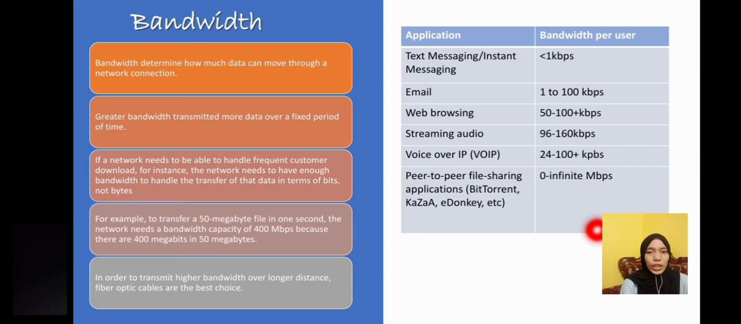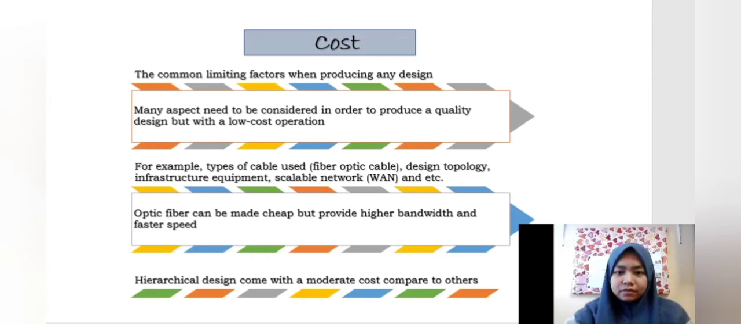In order to transmit higher bandwidth over longer distances, fiber optics are the best choice. Bandwidth per user for each application is tabulated in the table below. Different applications show different bandwidth, and the highest bandwidth required is by peer-to-peer file sharing applications, which require 0 to infinite Mbps.